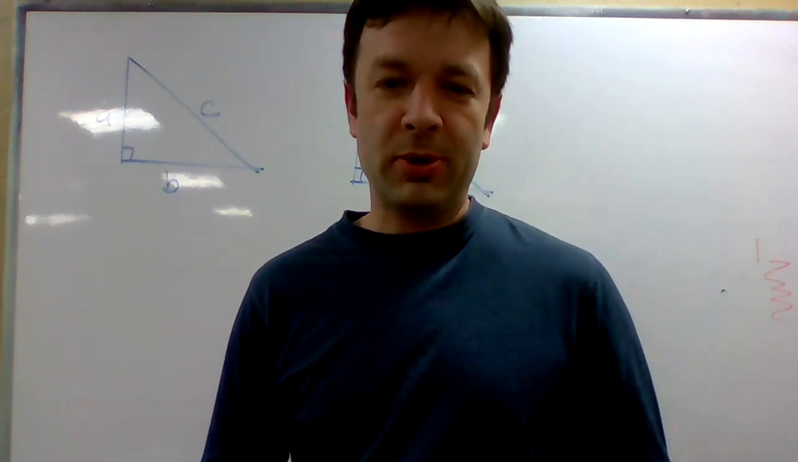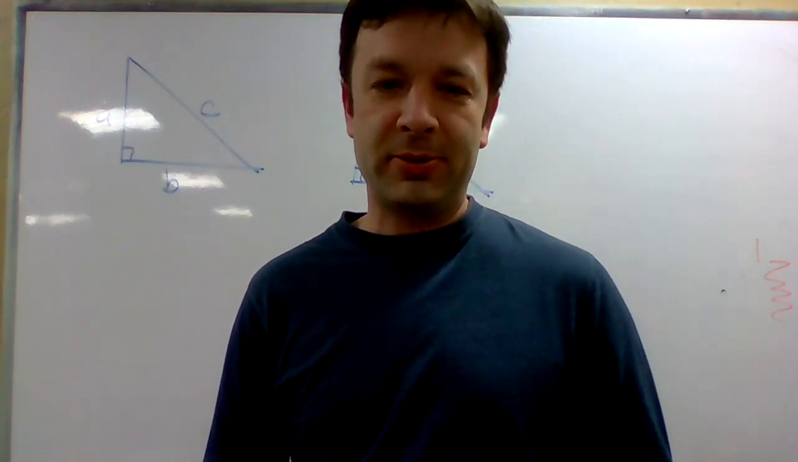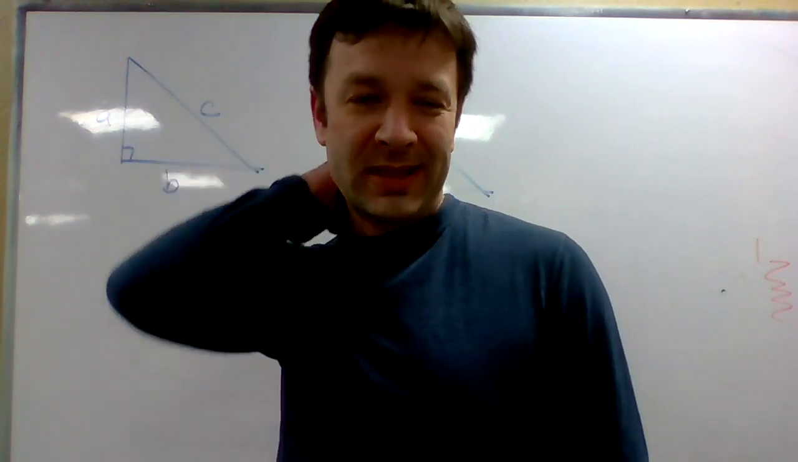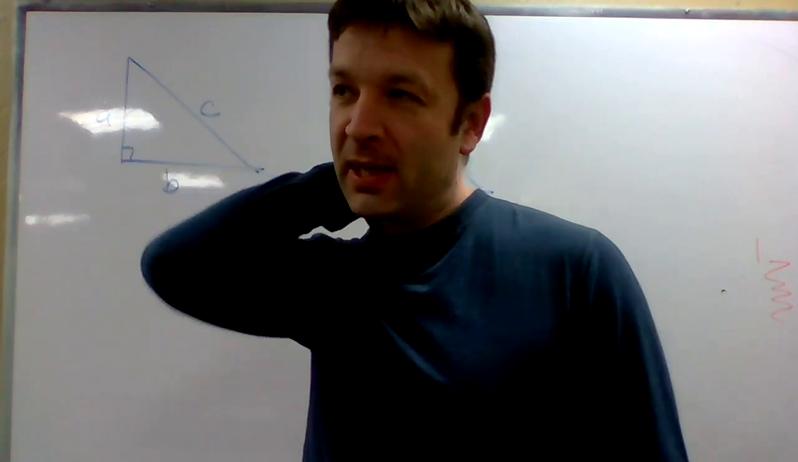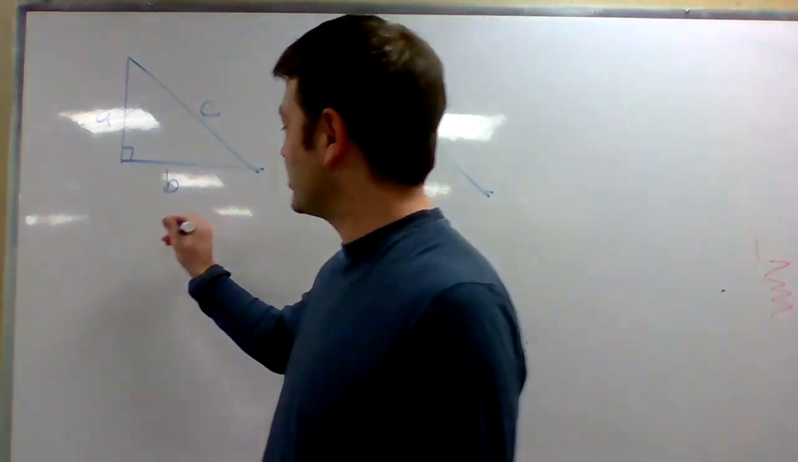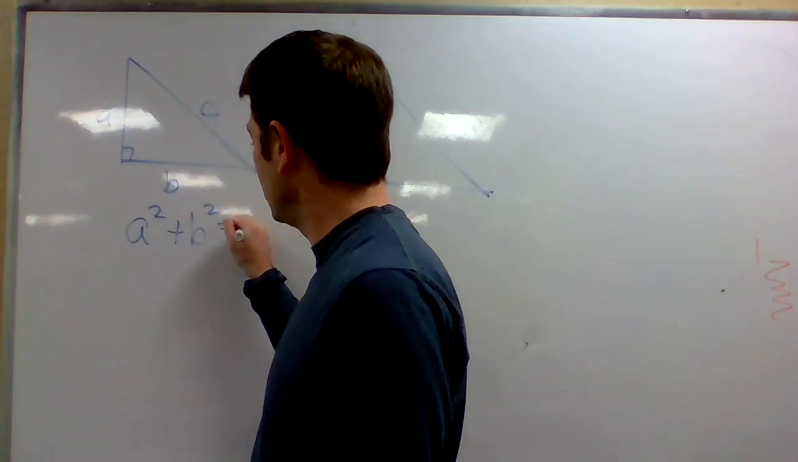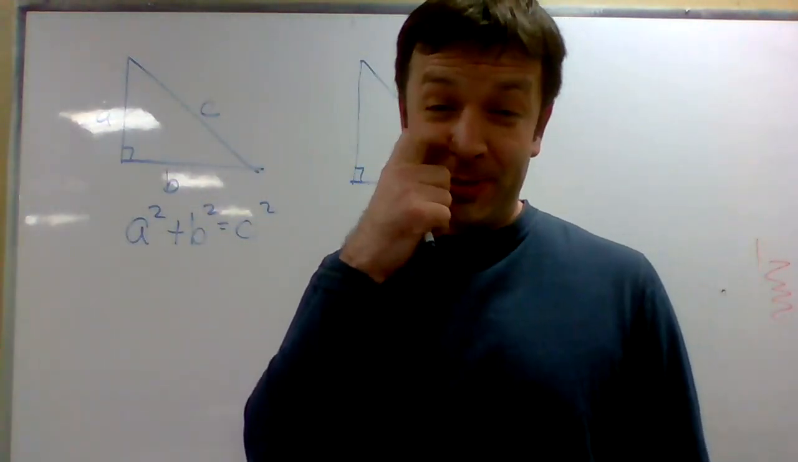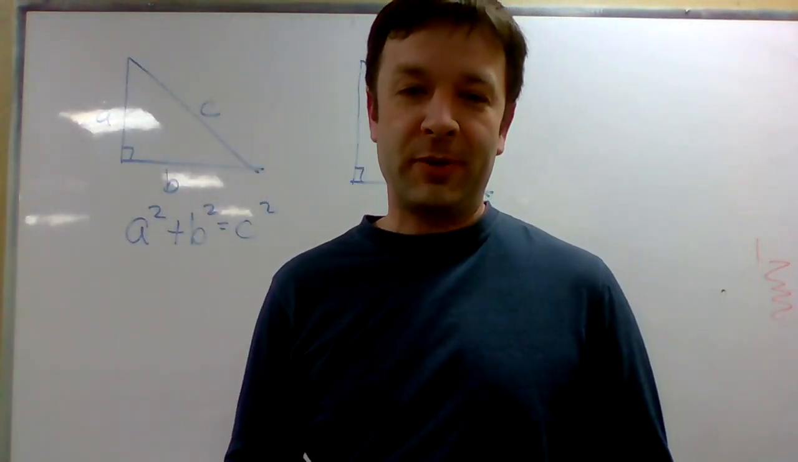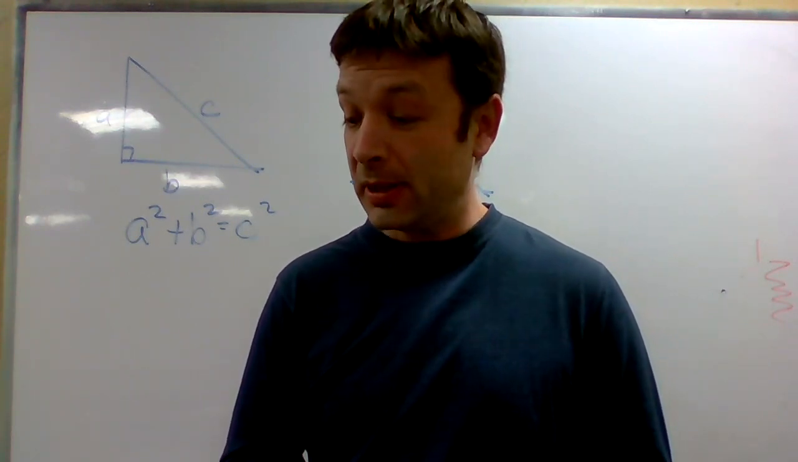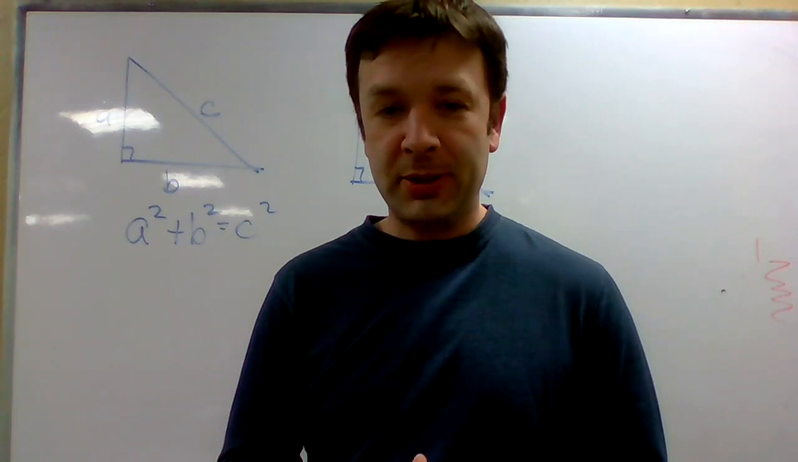Pythagorean theorem works with right triangles. Its relationship between three sides of right triangles is always the same. It's always a squared plus b squared equals c squared. You guys probably remember this a little bit, at least from 7th or 8th grade. We've done it before, so hopefully it comes back to your memory.